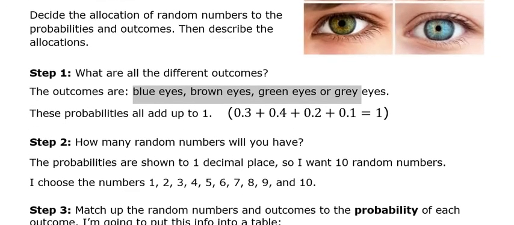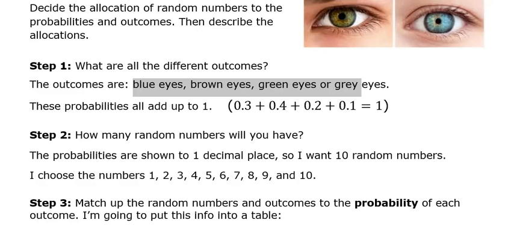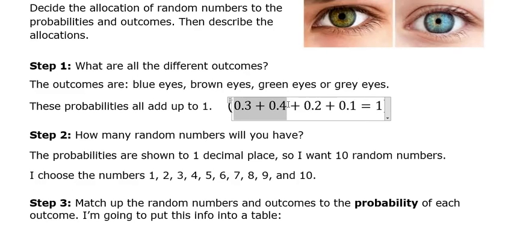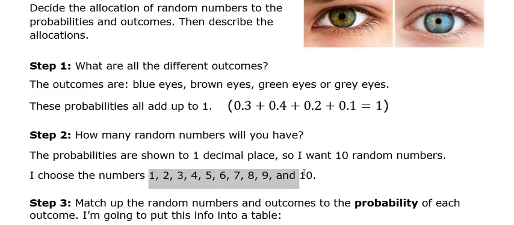Step 2 was deciding how many random numbers we're going to have. If I look at the probabilities that I'm trying to generate, 0.3, 0.4, 0.2, 0.1, those numbers are all to 1 decimal place, so they're all going to the tenths position. So that means I want to generate 10 random numbers. So I'm going to generate the random numbers from 1 through to 10.